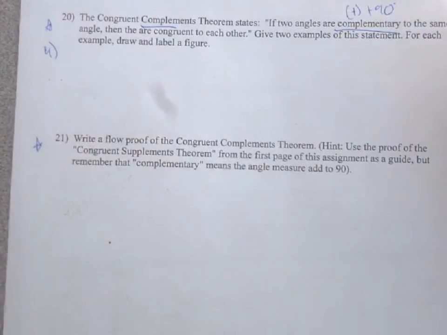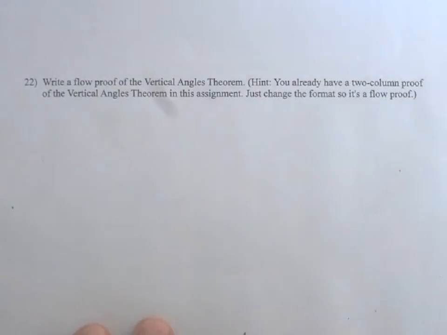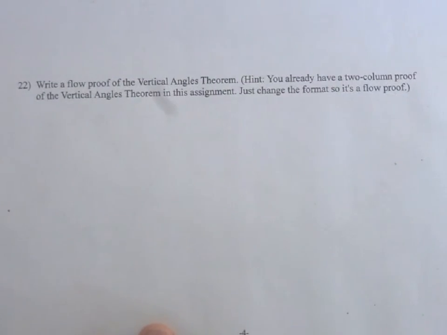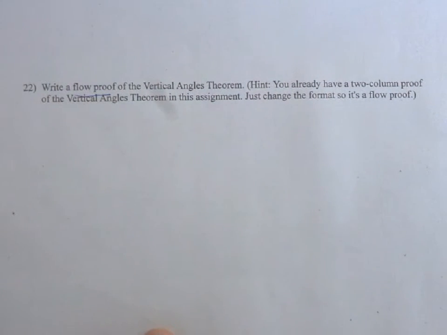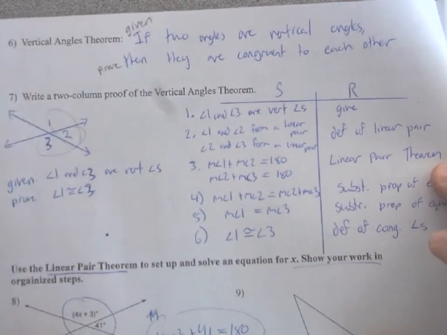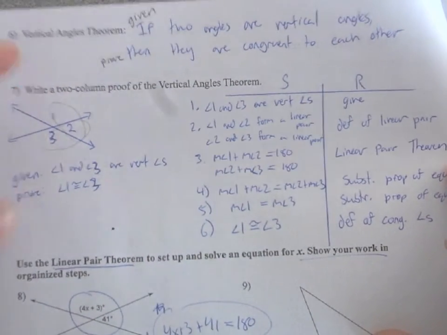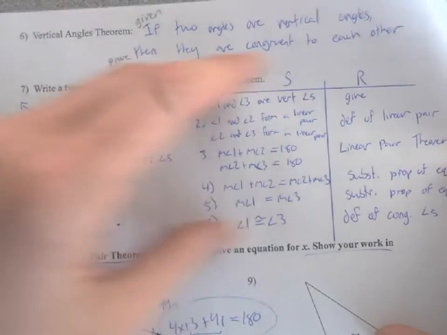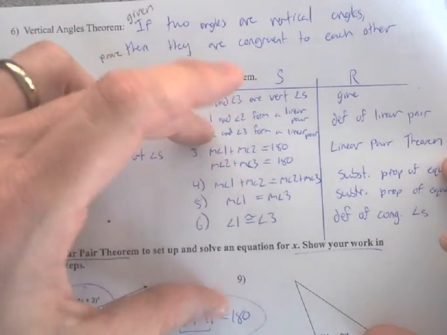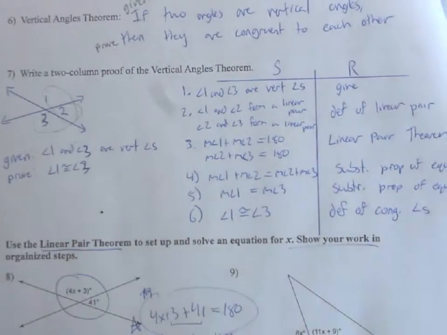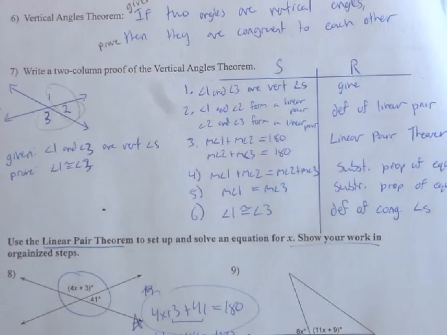Okay? All right, in 22, you're going to write a proof of the vertical angles theorem, a flow proof. Now the nice thing is I've already given you the proof of the vertical angles theorem in the 2-column form, right? So we got this theorem right here. This is the vertical angles theorem. It's already there. All we have to do is just convert it to a flow proof. So you already got all the statements, you already got all the justifications. I'm going to help you set it up and get started, and then you can go from there.